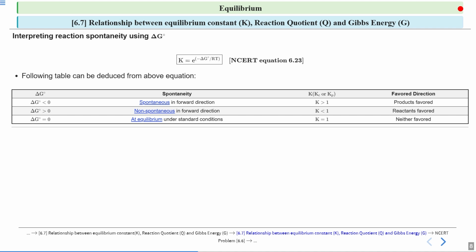Whereas in the third case, if you consider delta G naught equals 0, and you put e to the power 0, it will give you 1. That means K is equal to 1. So both the products and reactants are not favored in any way. They are equally approachable. Got it? Clear? So this is your thing.